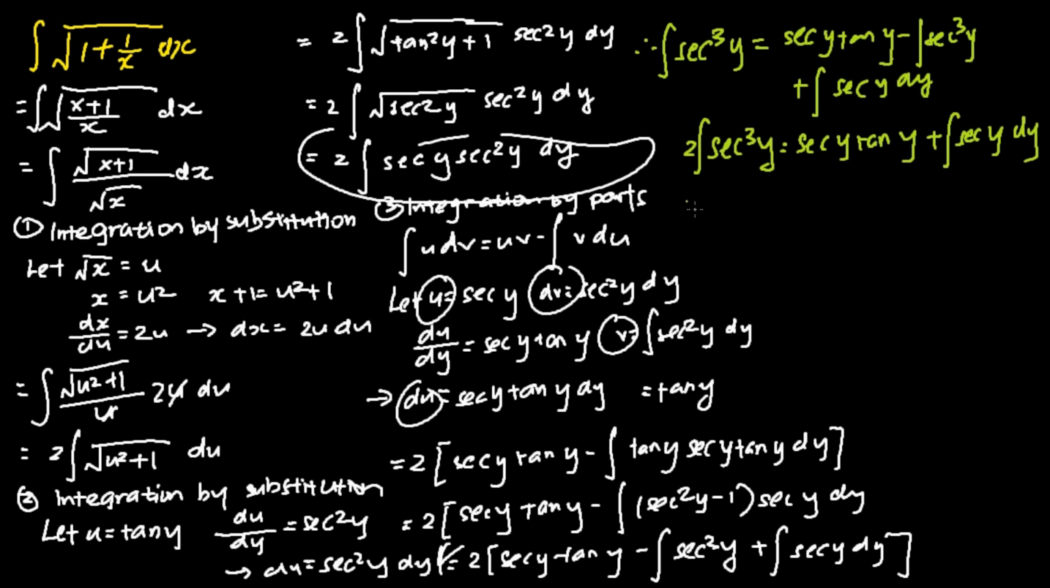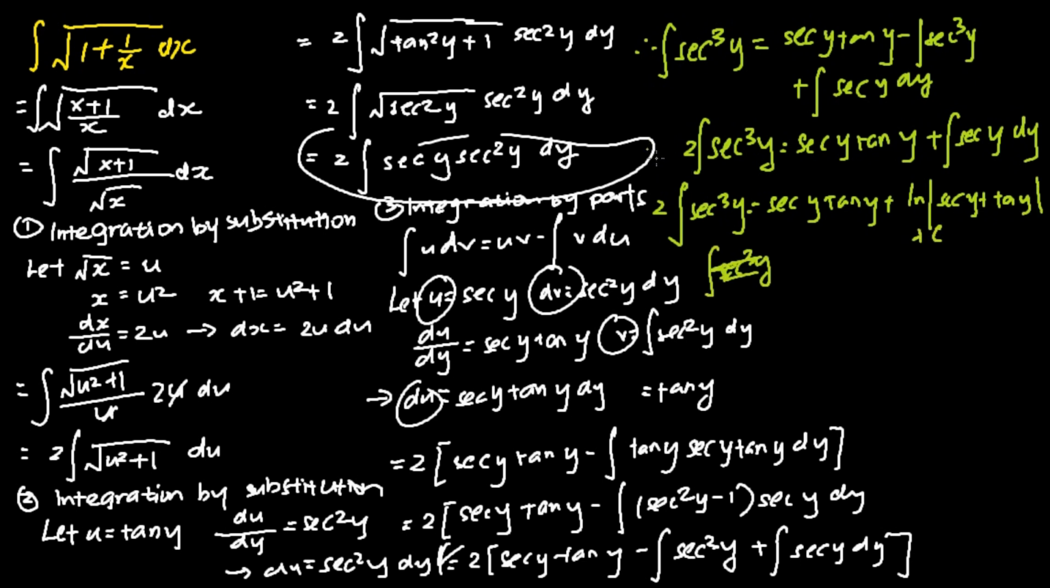We next evaluate what is my integral of secant y. The integral of secant y basically is just equal to ln the absolute value of secant y plus tangent y plus c. So my 2 times the integral of secant cube y is equal to secant y tangent y plus ln absolute secant y plus tangent y plus c. From here now we need to transform back to expressing in terms of x because the question expresses in terms of x. How do we go about doing it?